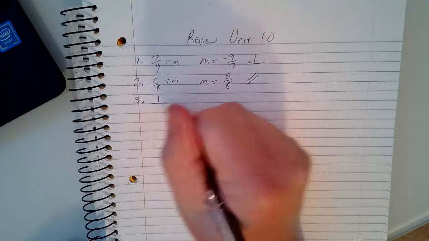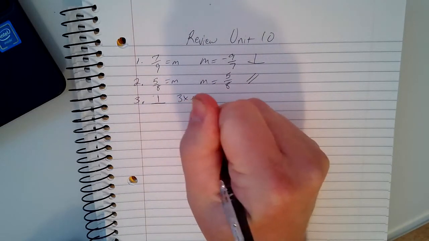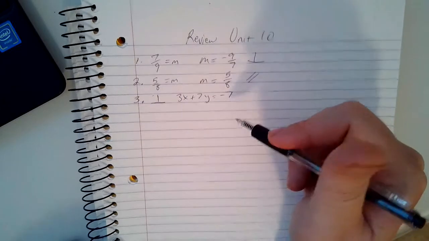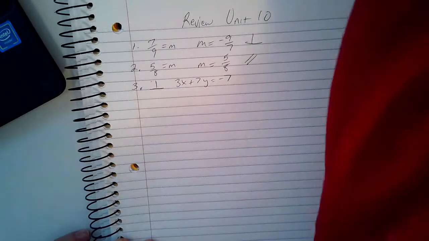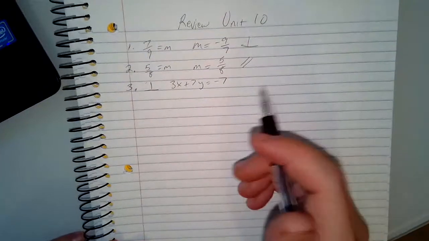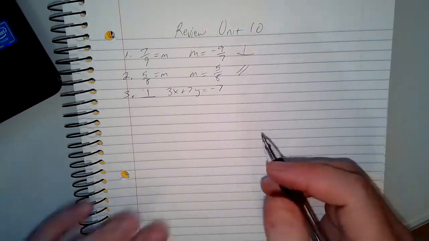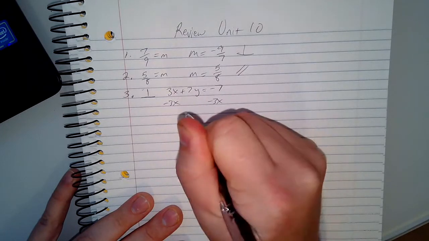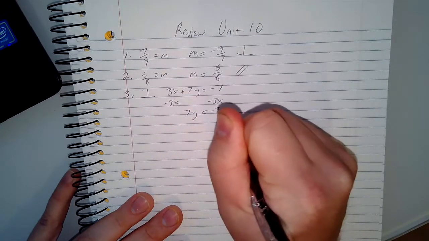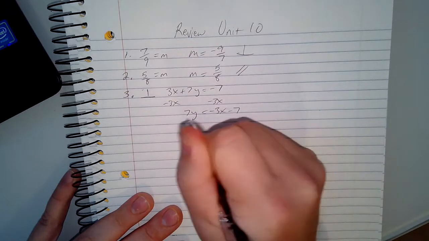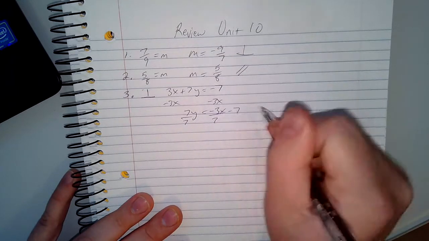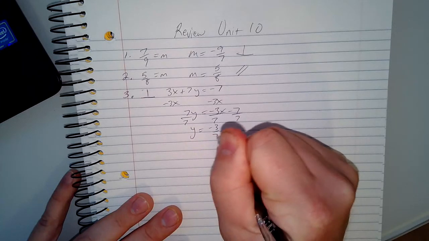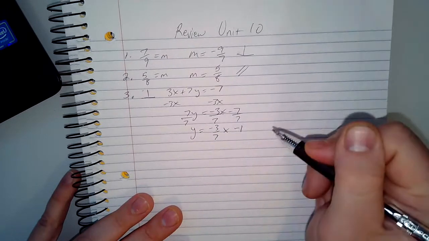All right, number three, what is the slope of all lines perpendicular to 3x plus 7y equals -7? We're just going to solve for y, and then we're going to flip it and change the sign. Okay, so minus 3x on both sides. 7y is equal to -3x minus 7. Divide by 7 all the way across the board, and we get y is equal to -3/7 x minus 1.